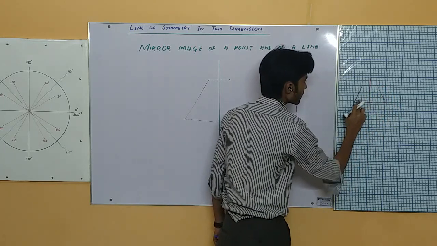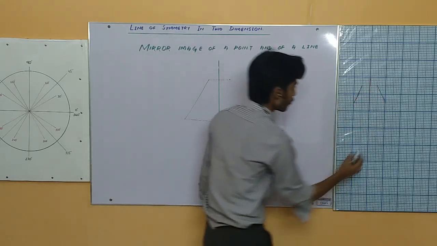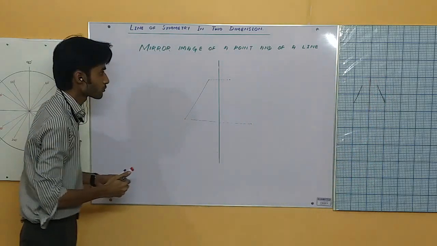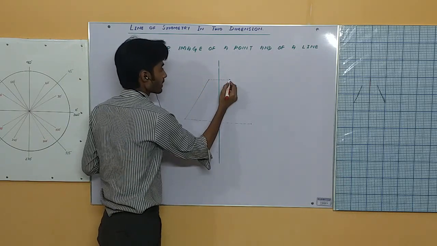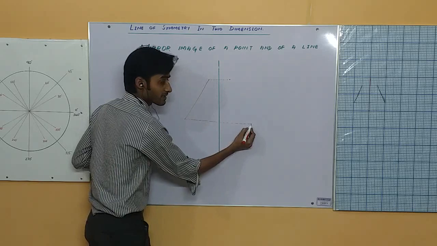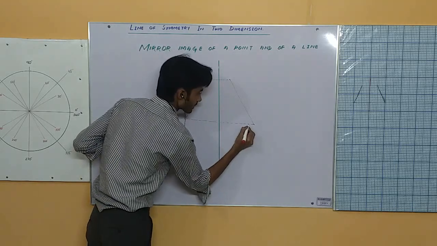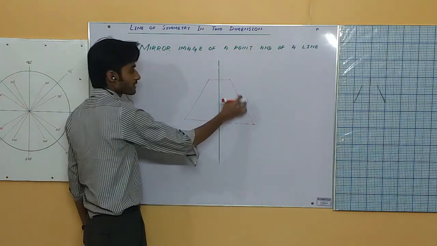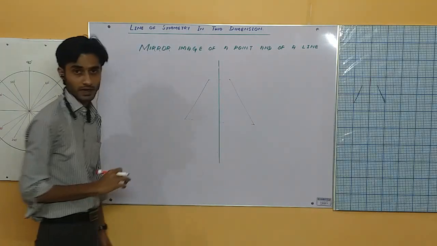Okay. What did I get? I got the mirror image of this line. I hope this was visible. So this is exactly what I am doing over here. This point is at a certain distance from this line, so this point is at the same distance. This point was at a certain distance from the axis of symmetry, and this point is at the same distance. I just join these two points, and I get the mirror image of the first line.